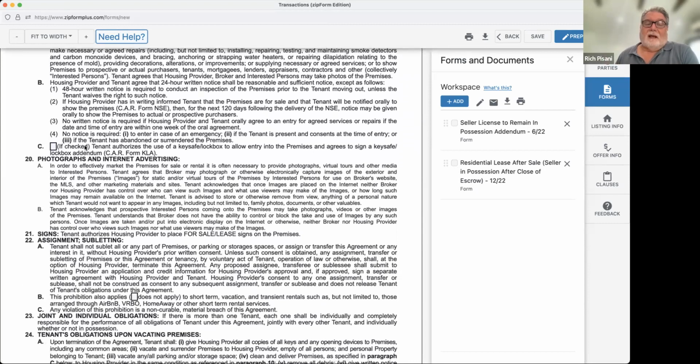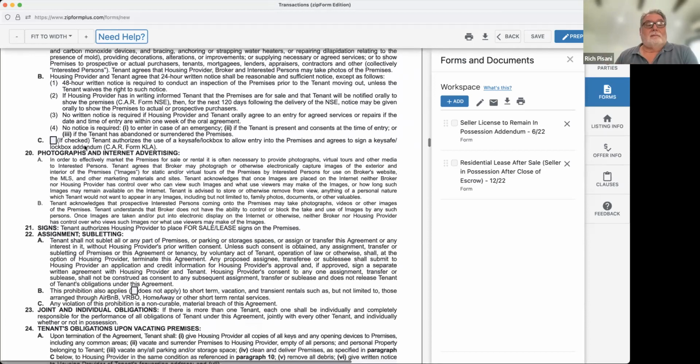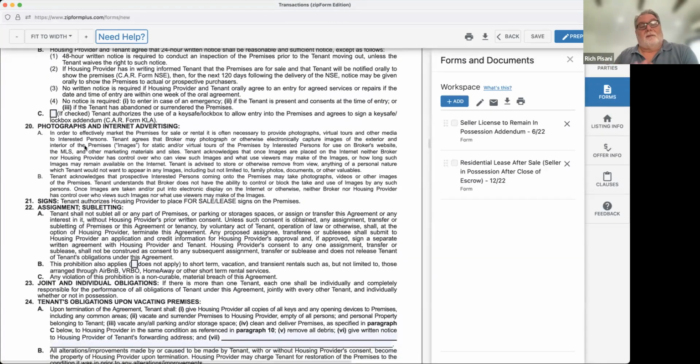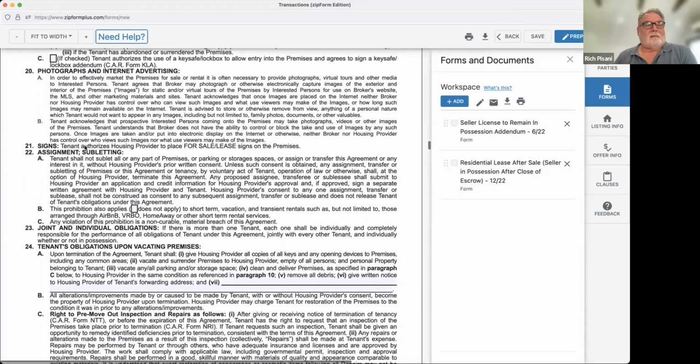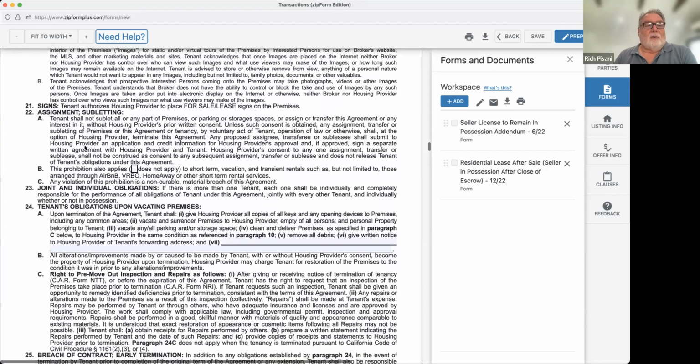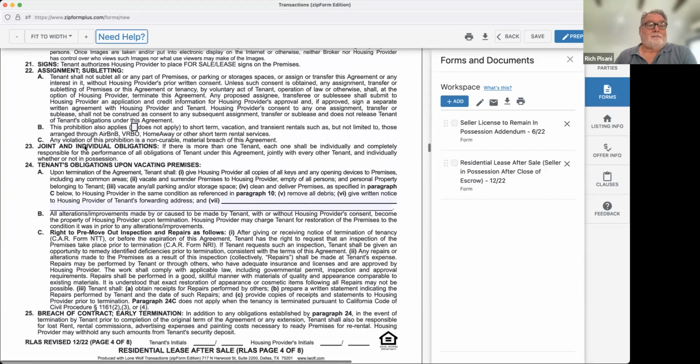Photographs and internet advertising: this may be a rental for the buyer, so they may suddenly put pictures on the internet, and the tenant really has to allow that, as well as a for sale sign or a for lease sign. Once again, no subletting.